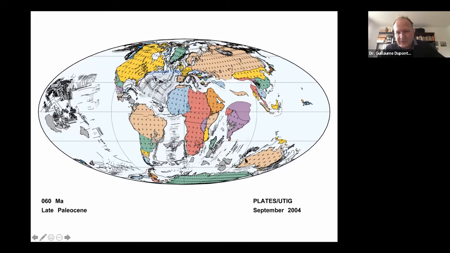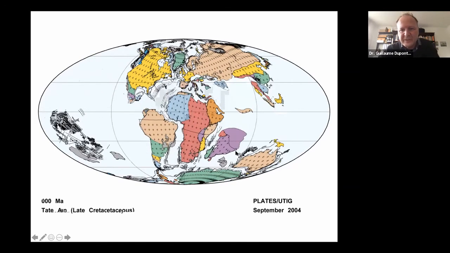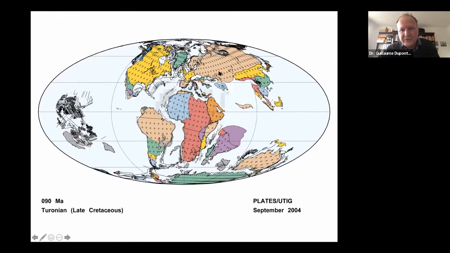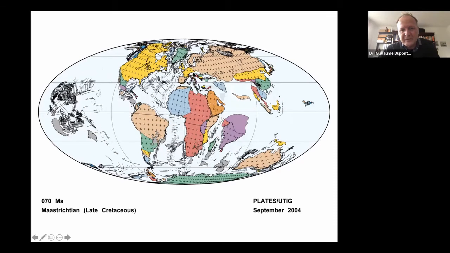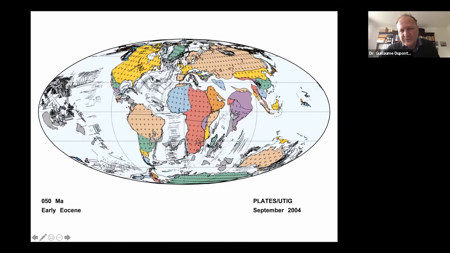The way it's done, and that's why I'm showing this moving, is that you position Asia with respect to North America. Here there are some marine magnetic anomalies in between. And then North America is positioned with respect to Africa through the Atlantic marine magnetic anomalies. And then Africa is positioned with respect to India through the Indian Ocean marine magnetic anomalies.